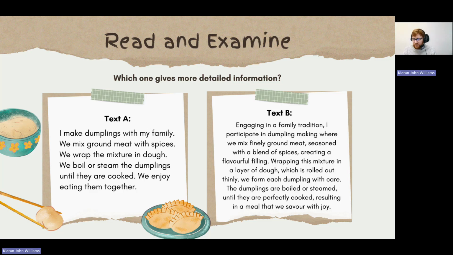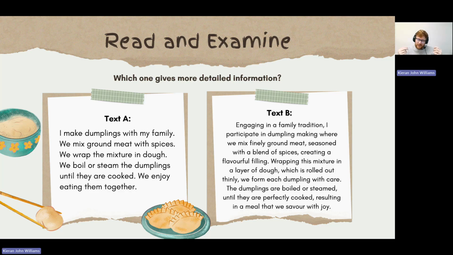Text B, on the other hand, provides a far more detailed and also, consequently, engaging description. So here we learn not only what is happening, but also how the actions are carried out, what the ingredients are like, and how the process feels. So the sentences are longer and more fluid because they contain embedded clauses. These embedded clauses add some explanation, some context, some sensory detail, which makes the text much more vivid and alive.